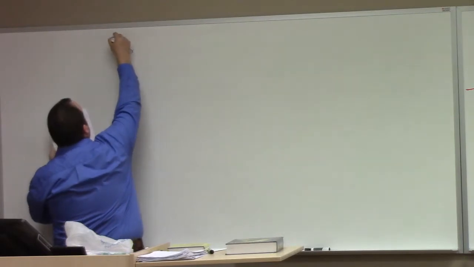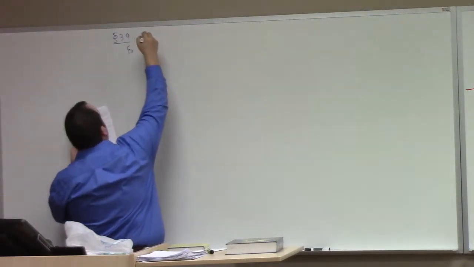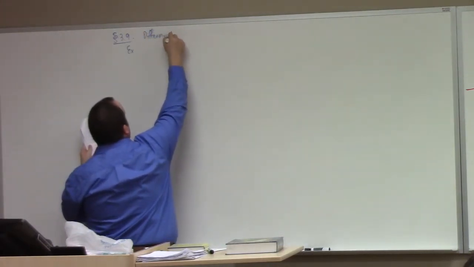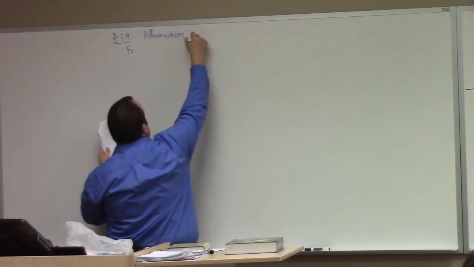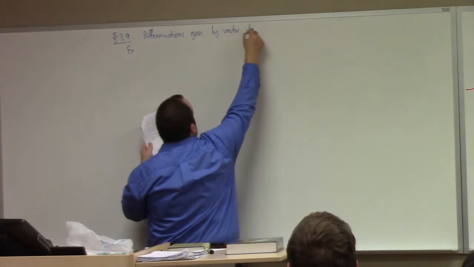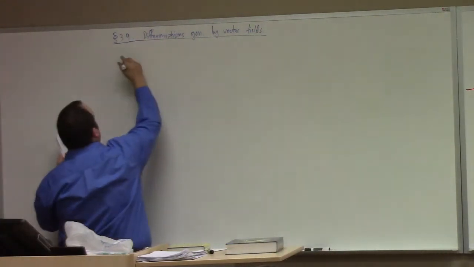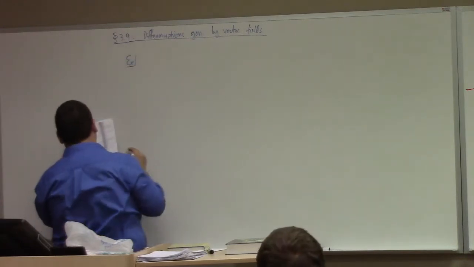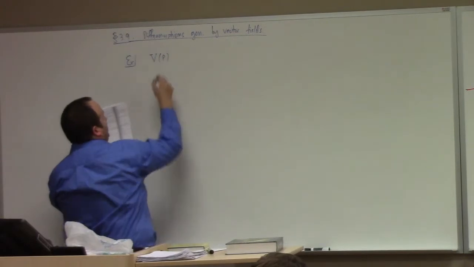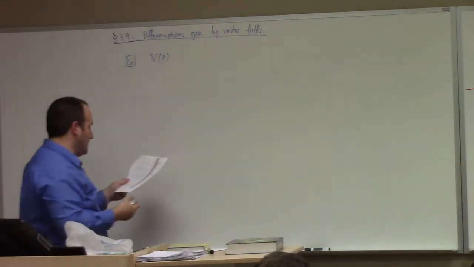So let's see here. Here's his example. This is section 3.9, which is on diffeomorphisms generated by vector fields. What's a diffeomorphism? It's a bijection which is also smooth, with a smooth inverse.